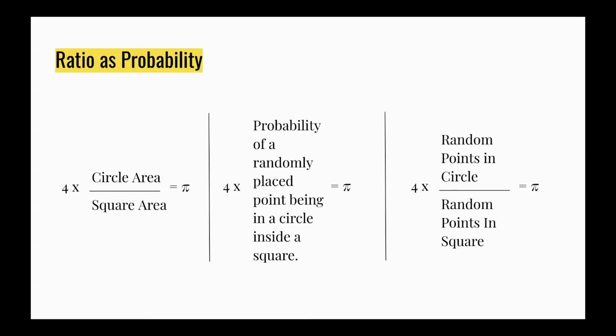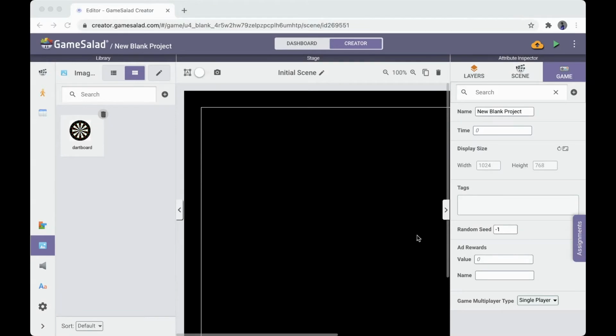Well, we can think of the areas as probabilities. So the circle area versus the square area could be, say, the probability of a randomly placed point being inside the circle versus being inside the total square. Or another way of looking at it is taking 4 times the number of random points that hit inside a circle versus the total number of random points is equal to pi. All right, let's build the Monte Carlo pi calculator in GameSalad.